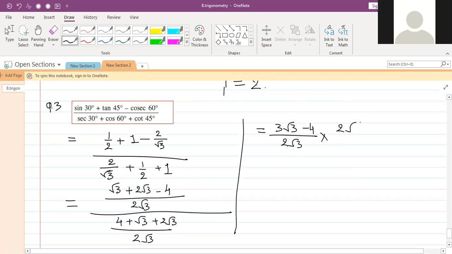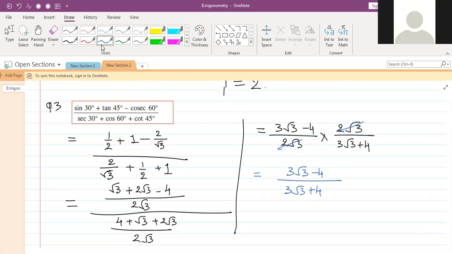So 2 root 3 is in the numerator, and here 2 root 3 plus root 3, that is 3 root 3 plus 4. Understand? Yes, sir. And here 2 root 3 cancel. So here we get 3 root 3 minus 4 upon 3 root 3 plus 4.